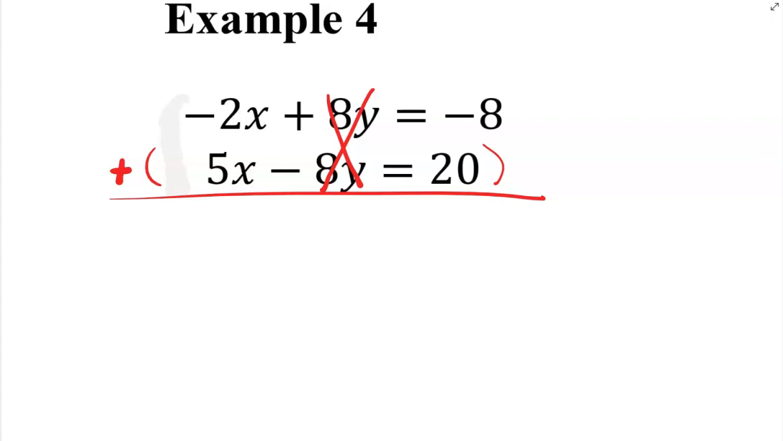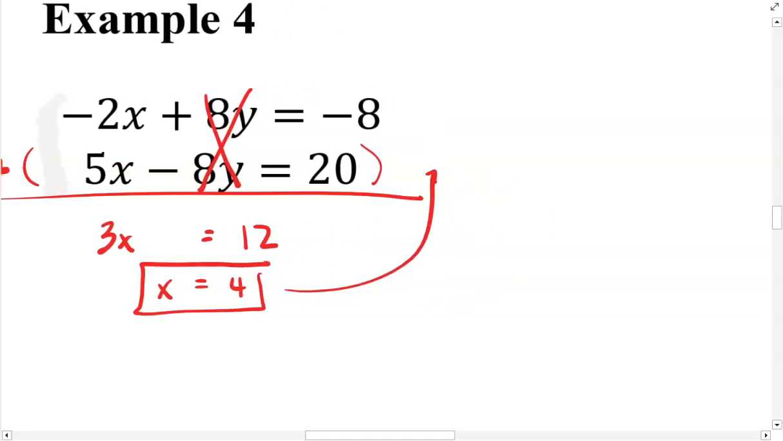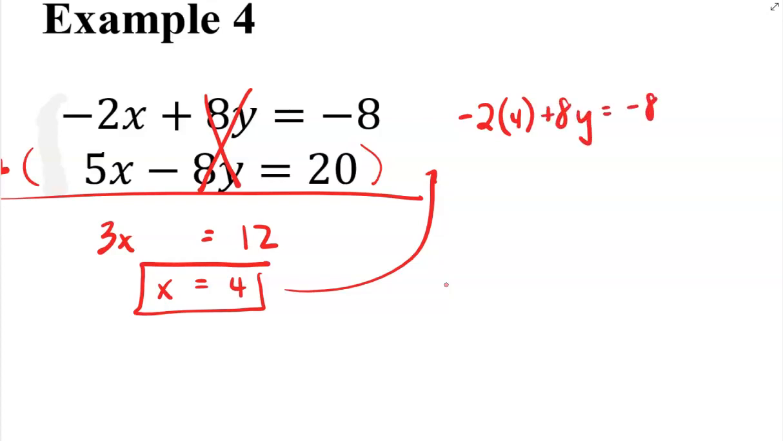And in the act of adding these two rows together, negative 2x plus 5x will be positive 3x, and negative 8 plus 20 will equal positive 12. Now divide both sides by 3, and x must be equal to 4. And now that we know that x is equal to 4, we can back substitute in one of the originals. I'll take this one, the top one again. Negative 2 times 4 plus 8 times y must equal negative 8. This looks like negative 8 plus 8y equals negative 8.